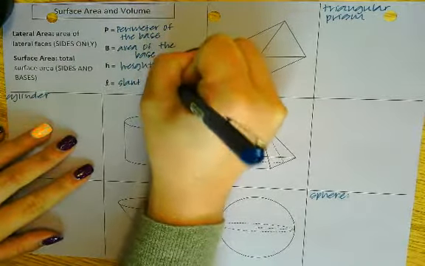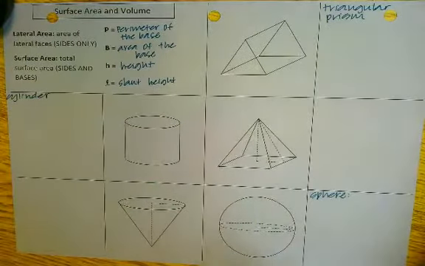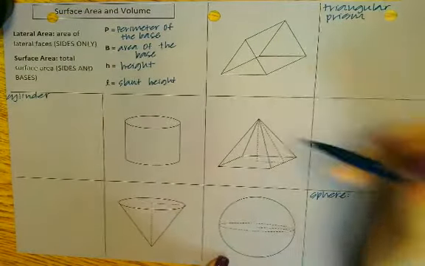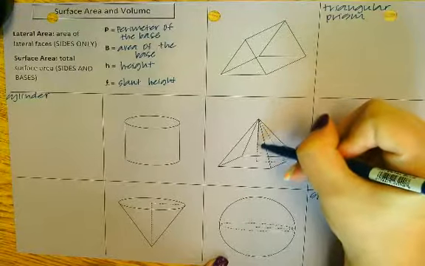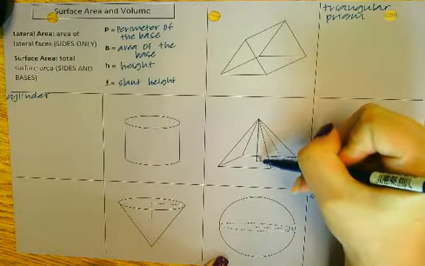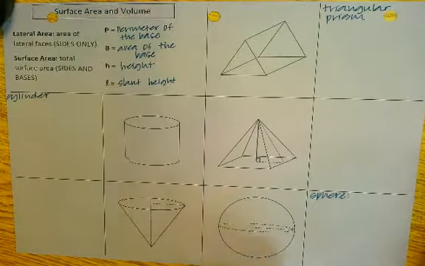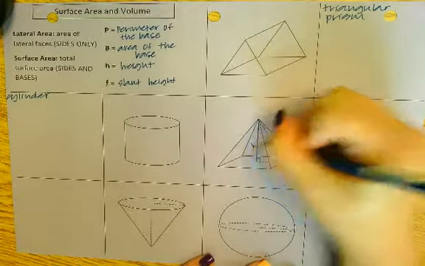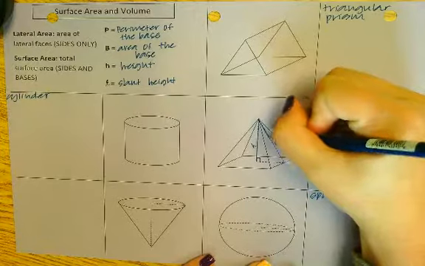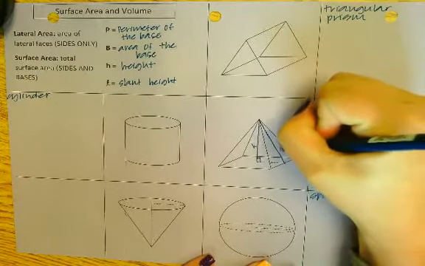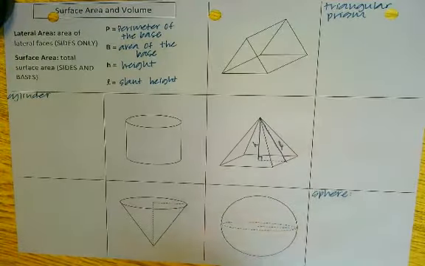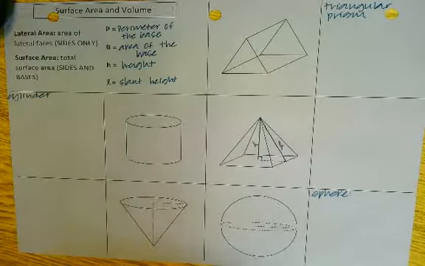Slant height. So, on your pyramids and your cones, which is what we're going to talk about next class, your height is perpendicular to your base, and it represents the altitude or the height of your figure. Whereas your slant height is on one of your faces. So that would be an example of your slant height.